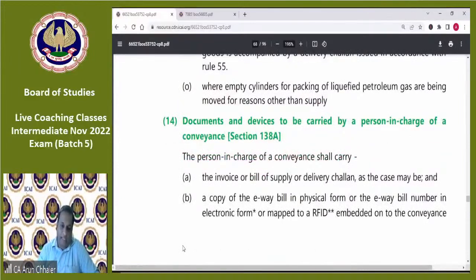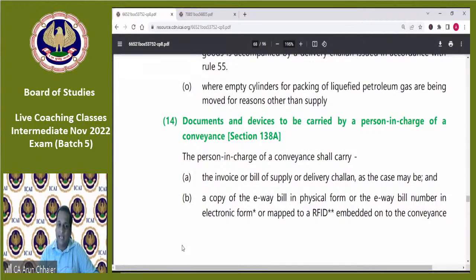138A talks about the invoice or bill of supply or delivery challan, as the case may be. A copy of the e-way bill in physical form, the e-way bill number in electronic form, or mapped to the RFID device. What is the full form of RFID? Radio Frequency Identification Device. Embedded on the conveyance, the commissioner can notify that for a certain category of conveyance or transporter, RFID is mandatory. As of now, it is not yet applicable for all states.